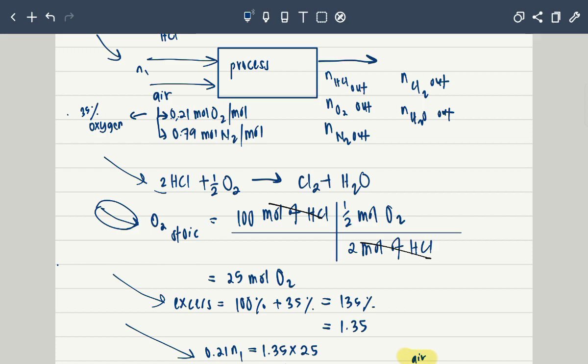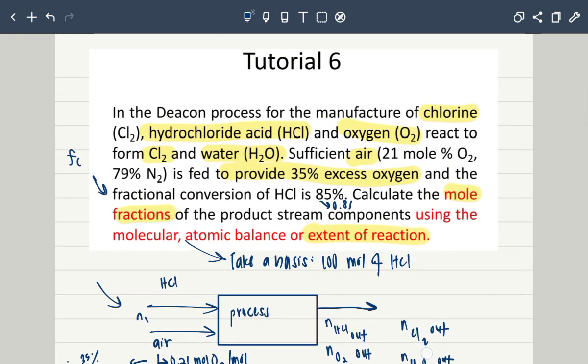Macam tu. Okay, itu saja. Ini untuk soalan nombor tutorial 6 for extend reaction only.